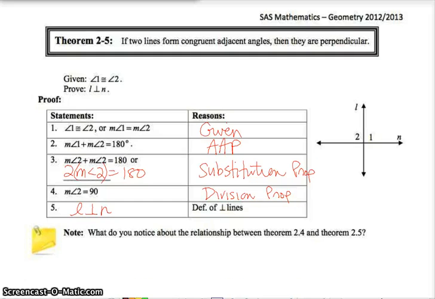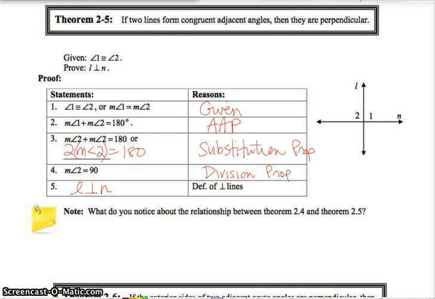Okay, so how'd you do? We have given angle 1 is congruent to angle 2. Well, we know if they're congruent to each other, they're also equal to each other. So that was given. Measure of angle 1 plus measure of angle 2 equals 180 degrees. Why do we know that? Well, it's given over here in the diagram with angle 1 and angle 2.